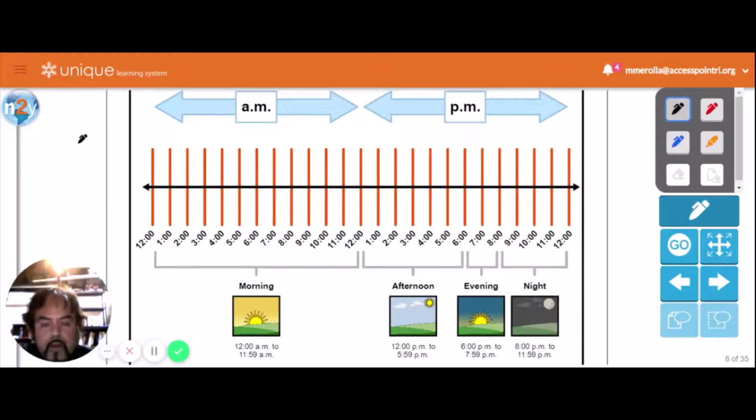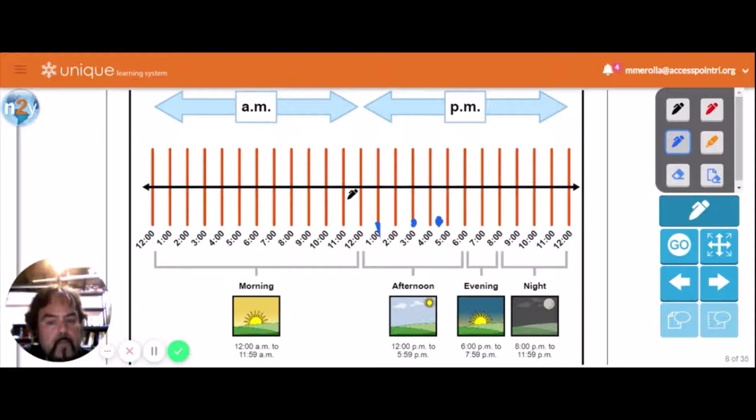Okay, so we're back on our time of day page. Juan wants to go to the DMV. What's the latest time he can go to get his photo ID? Okay, so he could go at 1 p.m. right here, or he could go at 3 p.m. right here, or he could go at 4:30 p.m., which is right about here.